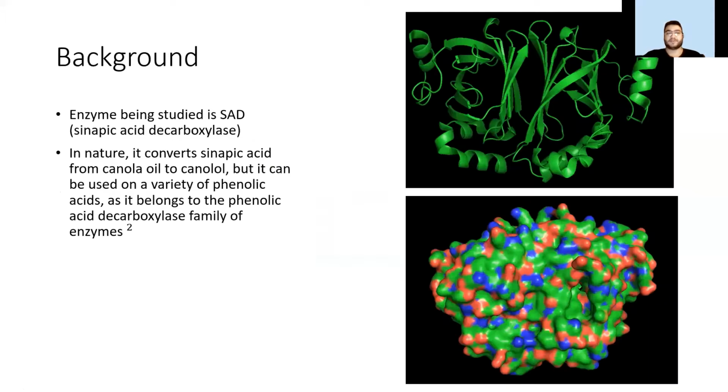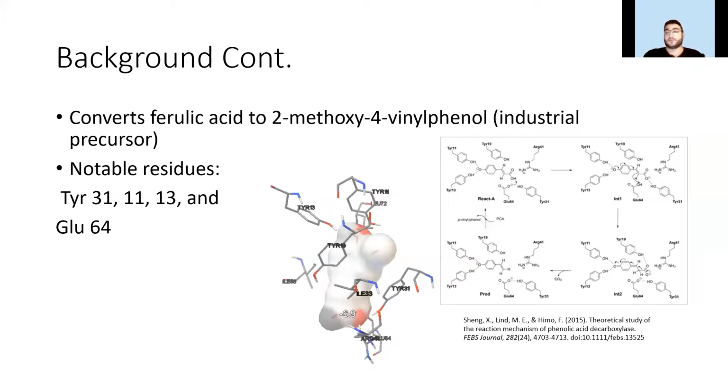So my project also had a wet lab component to it. As I mentioned before, it involved the isolation and purification of the enzyme being studied, which is SAD, sinapic acid decarboxylase. In nature, it converts sinapic acid from canola oil to canolol, but it can also be used for different reactions on phenolic acids, as it belongs to the phenolic acid decarboxylase family of enzymes. What we're looking at is the conversion of ferulic acid to 2-methoxy-4-vinylphenol, which is an industrial precursor.